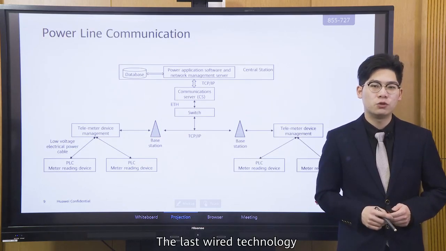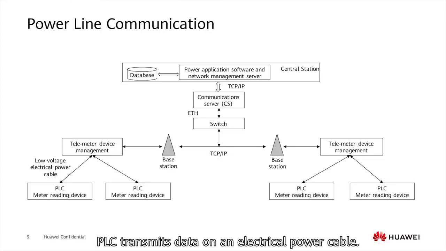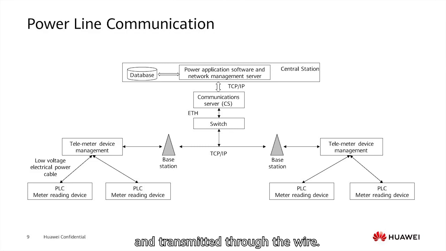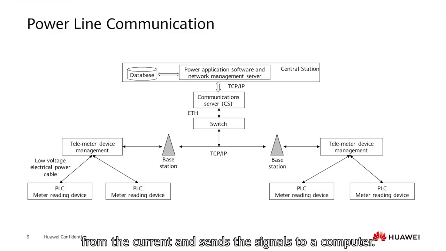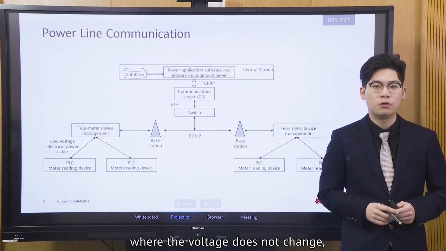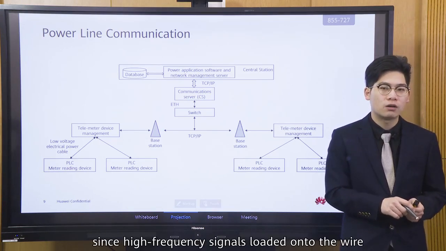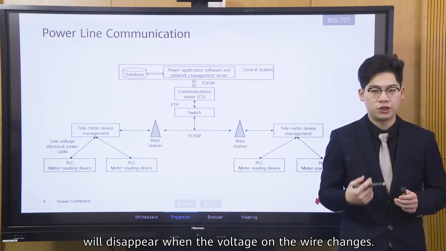The last wired technology we are going to talk about is power line communication, which is PLC. PLC transmits data on an electrical power cable. How does it work? First, high-frequency signals that carry information are loaded onto the current and transmitted through the wire. At the receiver end, an adapter separates the high-frequency signals from the current and sends the signals to a computer. PLC can be used only in near-end scenarios, where the voltage does not change, since high-frequency signals loaded onto the wire will disappear when the voltage on the wire changes.